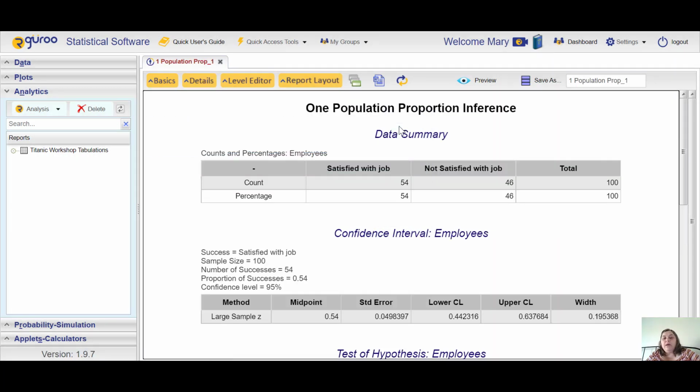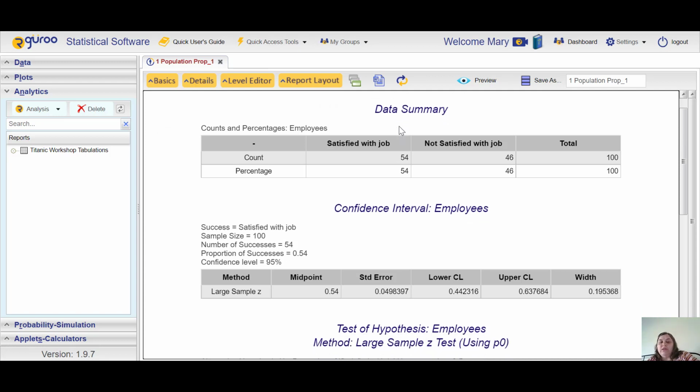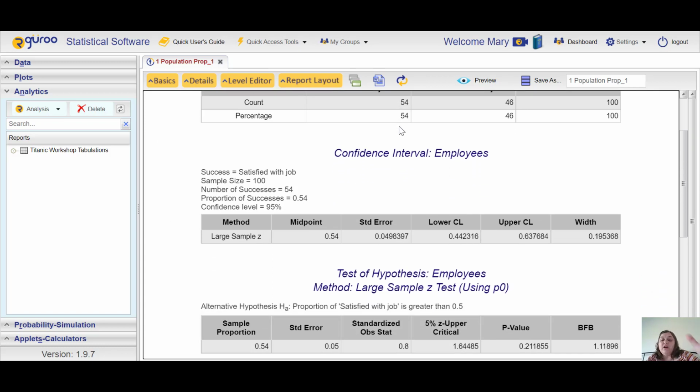And then at the top, you'll see we've got a data table with the number satisfied with their job, the number not satisfied with their job, along with percentages. And then we have the confidence interval if we wanted that. And we can see that the percent satisfied with their jobs is between 44% and 64%. 50% is within that range.